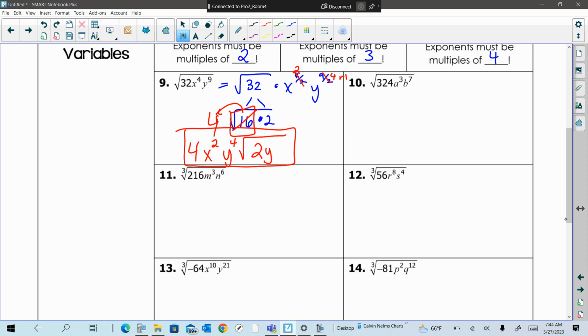All right, so now the index is 3, so I'm dividing everything by 3. The number I'm breaking down to a perfect cube of 64. No, actually that's a perfect cube, I think. Yeah, it is. 216 is the perfect cube. This is 6. This comes out. We get 6. I'm dividing this by 3. That's just m. Divide that by 3, n squared.